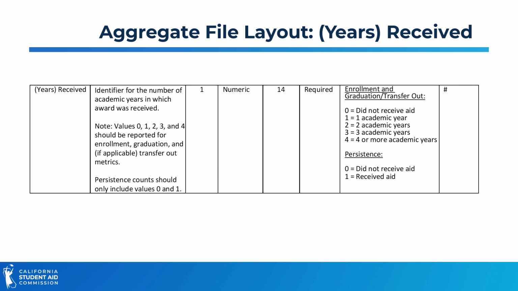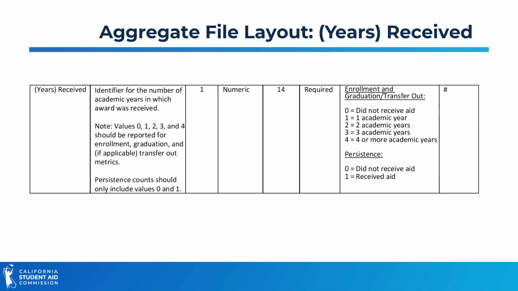Back to our earlier example, those students who received both a Cal Grant A and a Student with Dependent Children award were reported in the rows with a 0, 1, and a 4 for grant program. If the student received 2 years of Cal Grant A and only 1 year of the Student with Dependent Children award, their values for the years received in the graduation metric would be 2 for the 0 and 1 grant program rows, but a 1 for the 4 grant program rows.